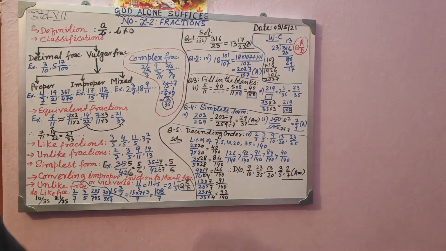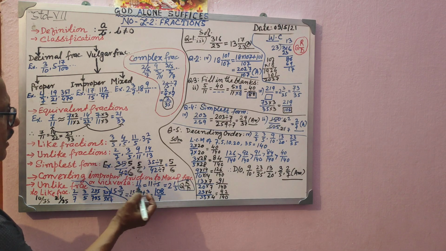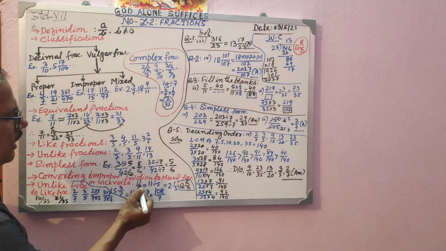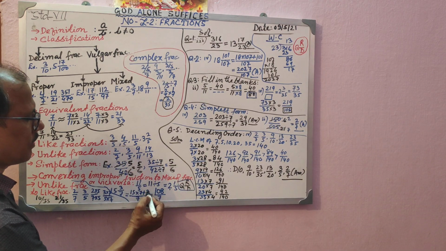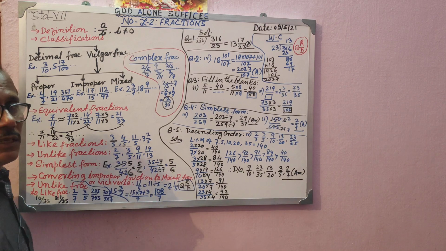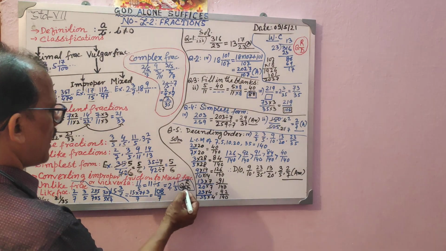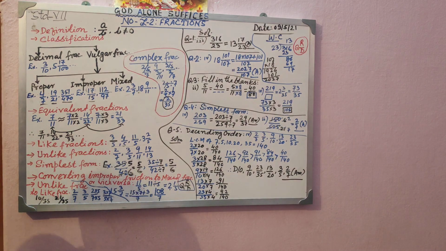If you remember this, you divide the numerator of the improper fraction by the denominator. Whatever the quotient comes, that will be the whole number integral part, and whatever the remainder is, that will be the numerator, and the denominator will be the same as earlier. So q whole r by d.